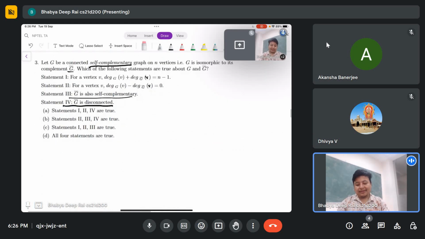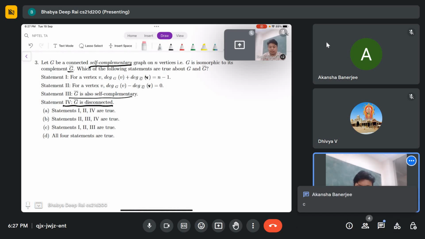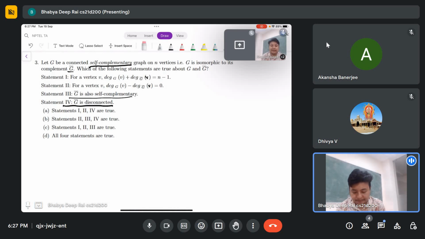So now the question is, such a self-complementary graph is given to you. The sum of the degrees of the same vertex in each of those graphs, is it equal to n minus 1? The difference between the degrees of the vertex is 0. G bar is also self-complementary. G bar is disconnected. So which of these are true? Akanksha says C. Okay, good. Let's wait. Divya?